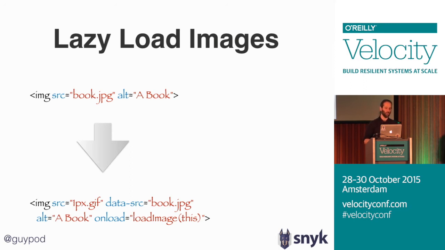So the way to do lazy loading images is roughly like this. You have an image tag that points to a book. You replace that with an image tag that looks roughly like below, which is instead of the actual image being the book, the actual image is a 1-pixel GIF. Surprisingly, for 1-pixel images, GIF is smaller than PNG. And then you have a data source, which points to the real element. And at the onload attribute, this is the onload of the 1-pixel GIF, you call a JavaScript function that would load the real image from data source.